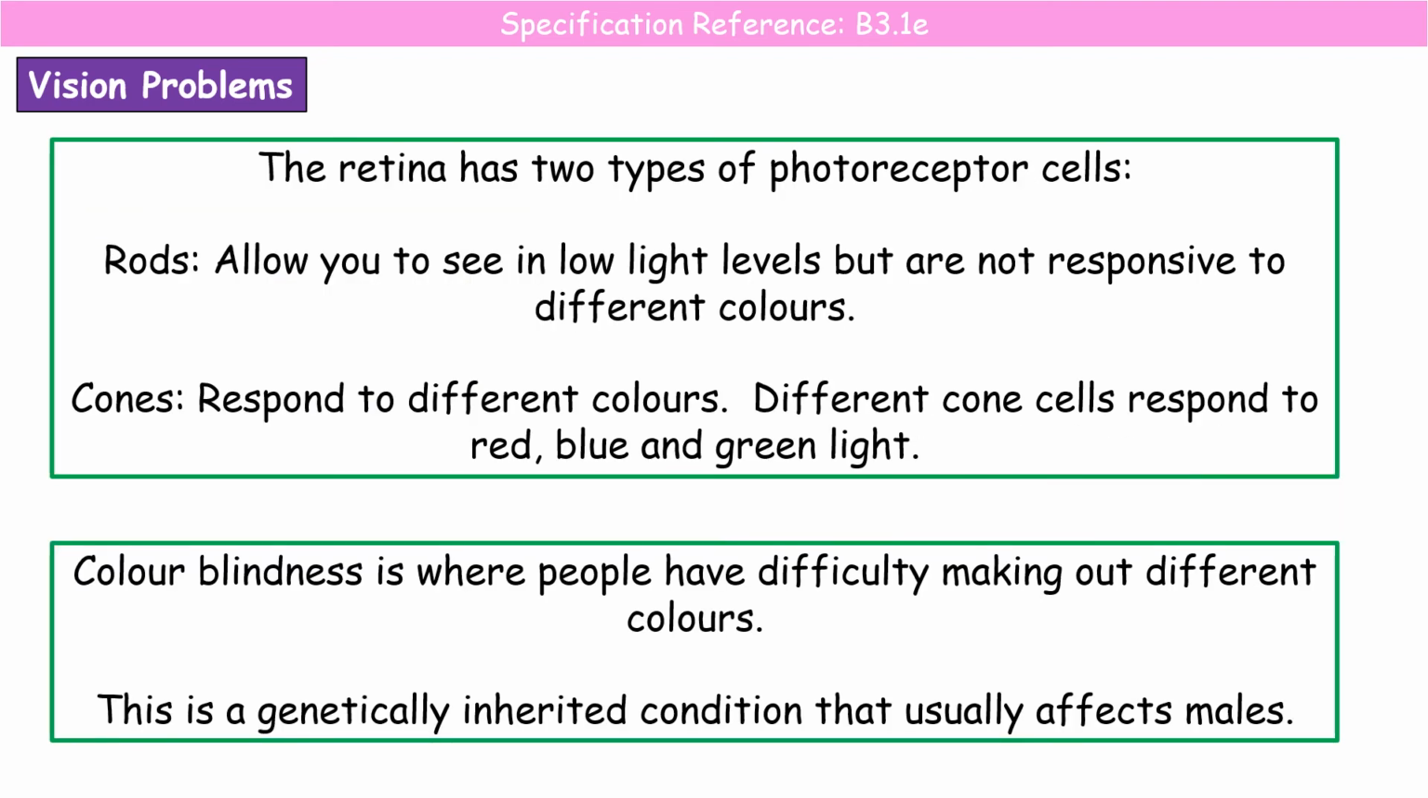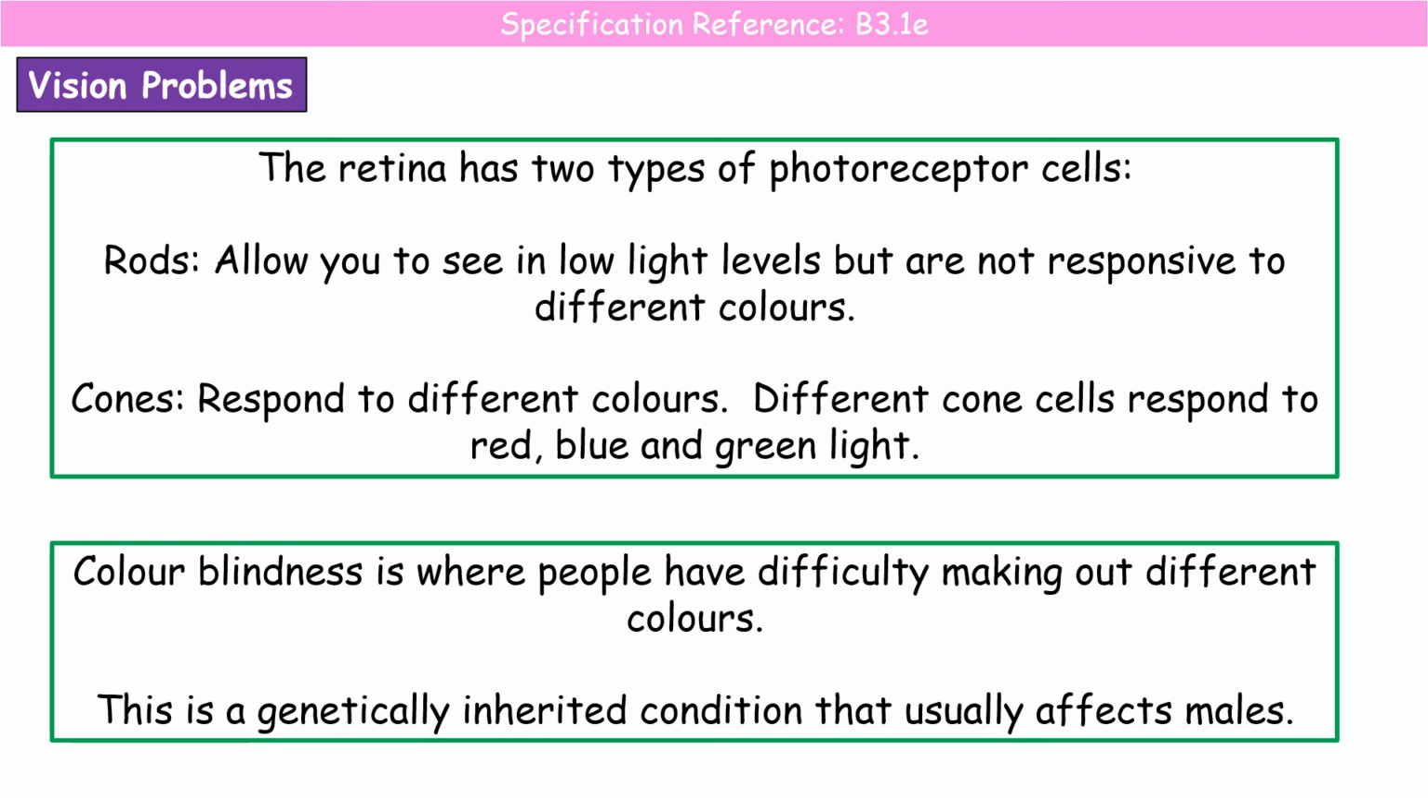The last problem we need to know about is colour blindness. Now, hopefully we do know that inside our eye, the retina is made of two different types of cells. We have rods and cones. The rods are the ones that allow you to see in low light levels, but they don't respond to different colours, hence why everything looks a bit washed out at night. Whereas cones, they respond to the different colours. So you've got different cone cells for red, blue, green light.